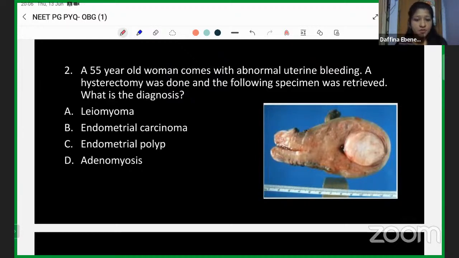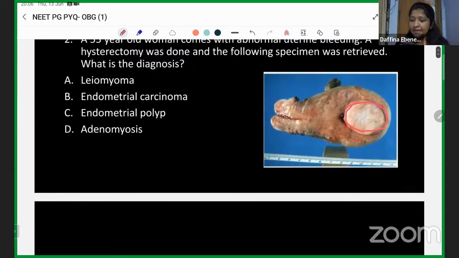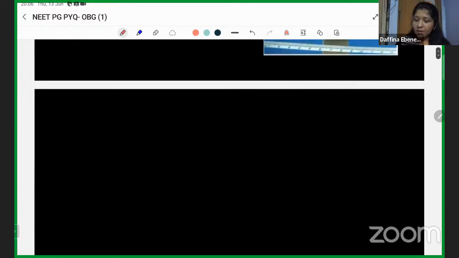This is a cut section of the uterus showing a well-circumscribed globular lesion with a whorled appearance. I don't know if you can appreciate the whorled appearance there. This is characteristically seen in leiomyoma.